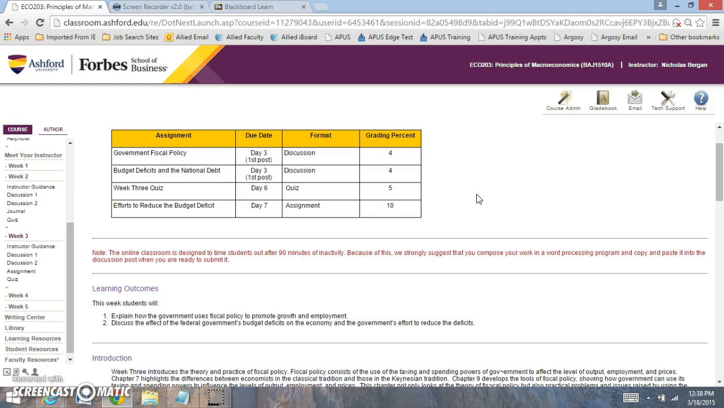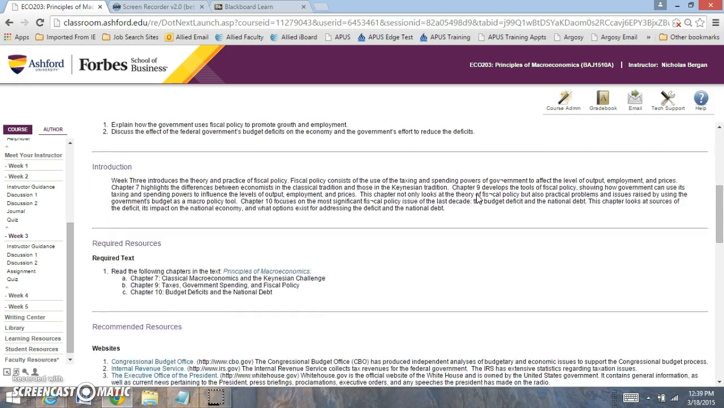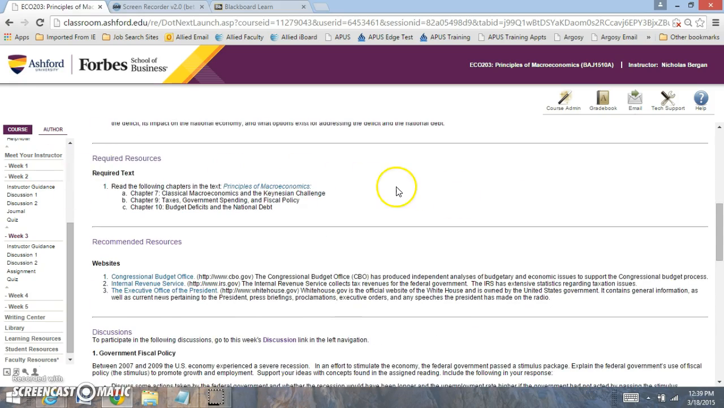In week 3 we're going to be focusing on the role of fiscal policy and budget deficits. For this week you have 2 discussion forums, a quiz due by day 6, and an assignment due by day 7. For this week you're going to be reading chapters 7, 9, and 10.